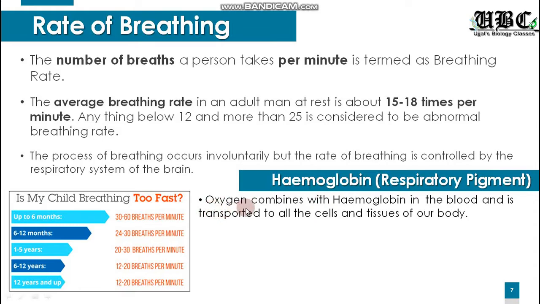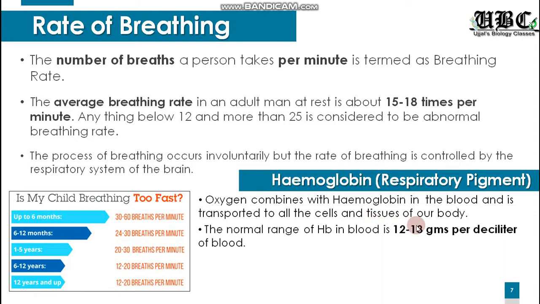The main respiratory gas, oxygen, combines with hemoglobin in the blood. It is the hemoglobin which combines with the oxygen and forms a stable compound, oxyhemoglobin, and through this it is transported to all the cells and tissues of our body. Now, what is the normal range of hemoglobin?